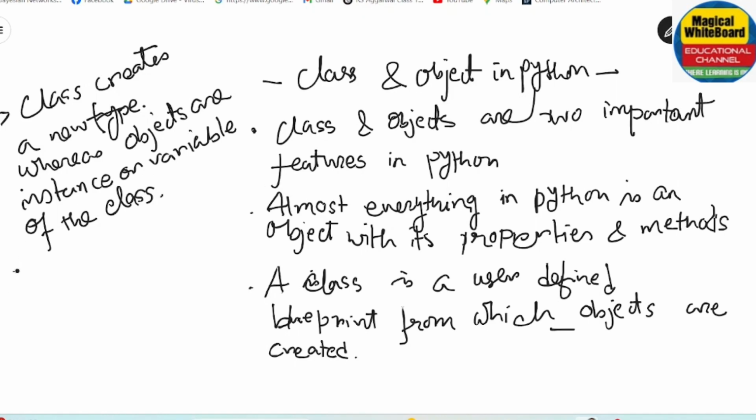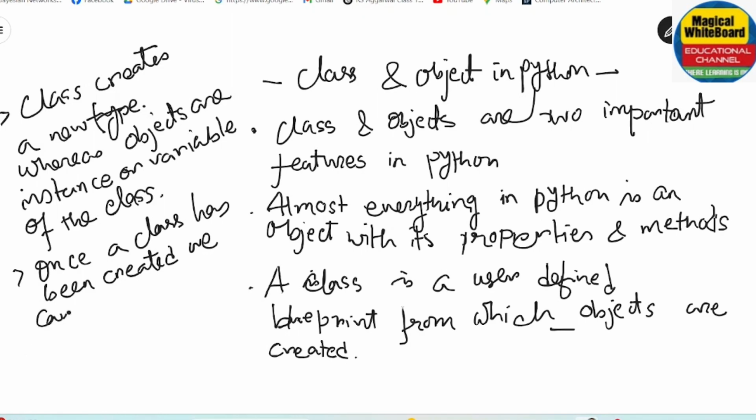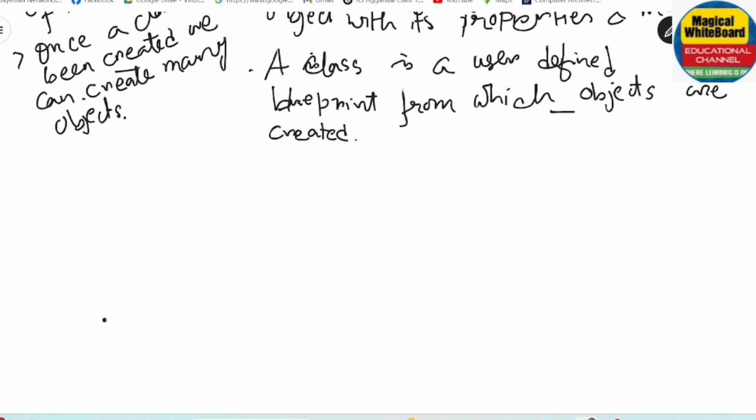Once a class has been created, we can create many objects. The important thing is, we can create many objects. So this is the basic idea of class and object. Now the syntax, how to write class and object.